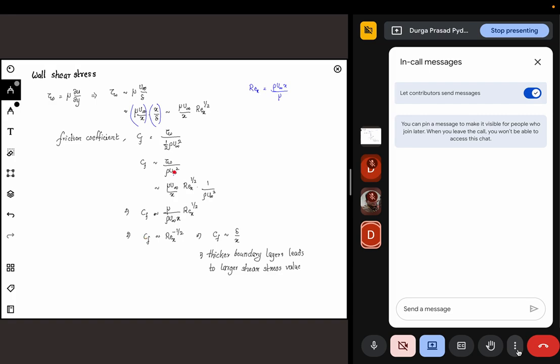You know the free stream velocity from which you will calculate tau W. Once you know tau W, basically you know the shear stress, from which you can calculate the net drag force. Usually the interest will be the net drag force that is acting on the particular surface, which can be calculated from this tau W. All you have to do is integrate over the corresponding area and you'll get the force.